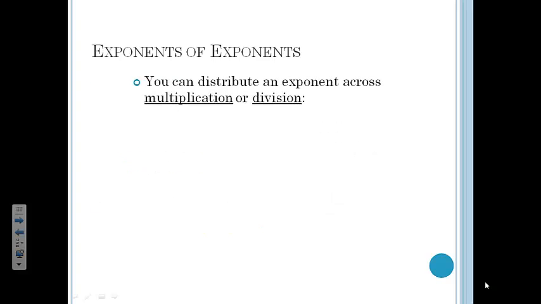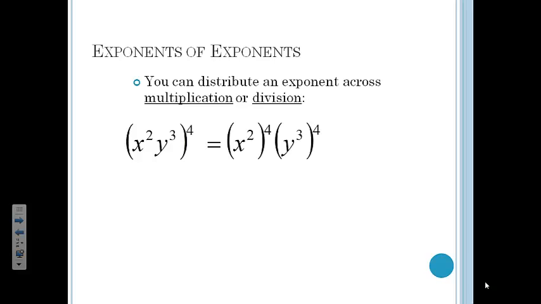We can distribute an exponent like this across multiplication or division. So for example, we have x squared y cubed raised to the 4th power. We distribute across, we get x squared to the 4th, y cubed to the 4th, which is then 2 times 4 is 8, 3 times 4 is 12. Right? So you can distribute across like that.